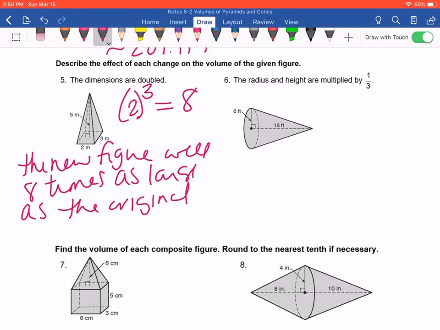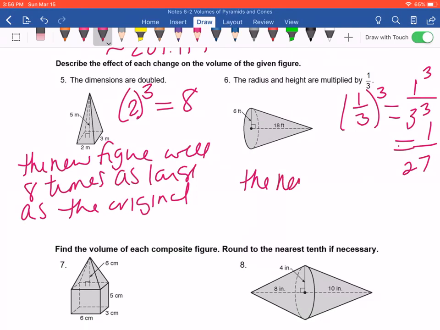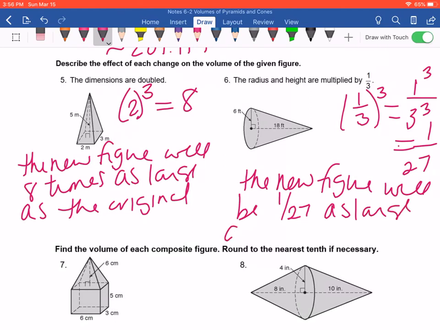Looking at number 6, if we multiply the radius and the height by 1/3, we're going to follow the same logic, and we're going to take 1/3 and cube it. Don't forget your basic fundamental algebraic properties, right? 1 cubed over 3 cubed leaves us with 1 over 27. Therefore, what I can say about this is that the new figure will be 1/27th as large as the original.